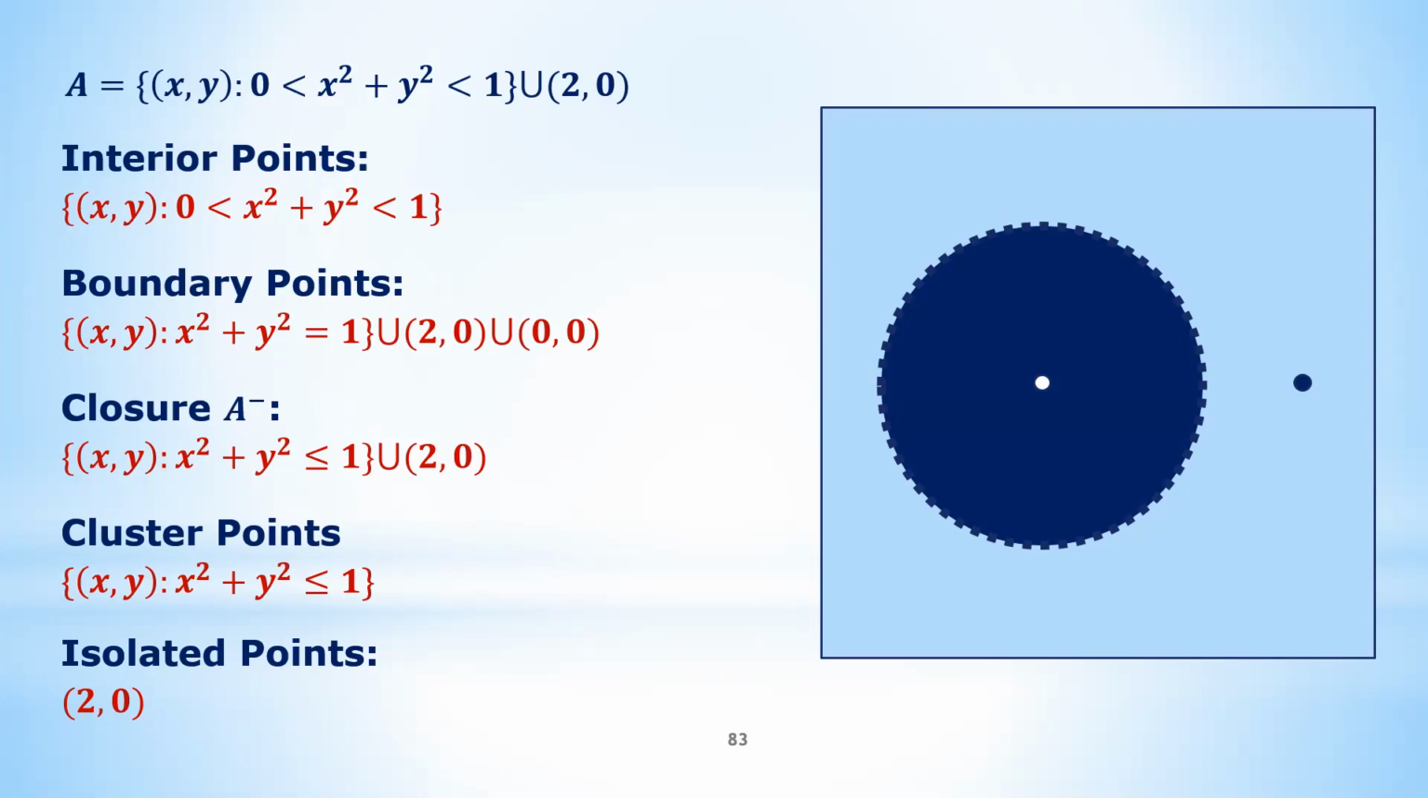Again, you can ask the question: what are the interior points, boundary points, closure, cluster points, and isolated points? This picture is easier than the previous one. First you have to understand what an interior point is. An interior point means not only that the point itself is in A, but also that the small balls surrounding this point are in A.